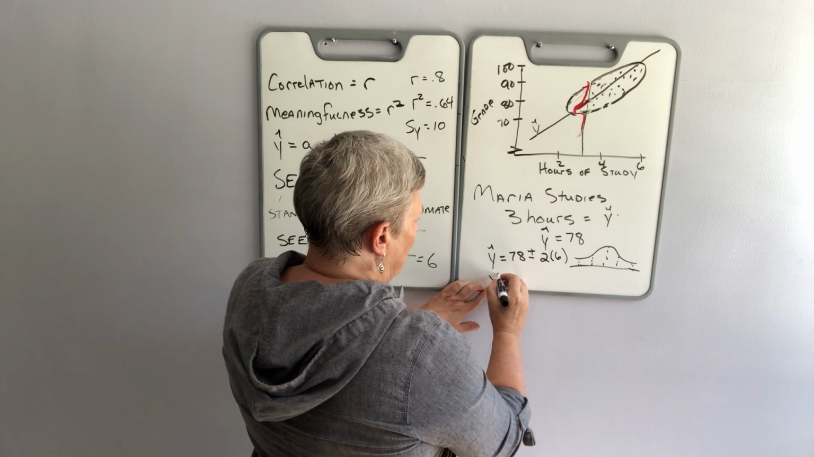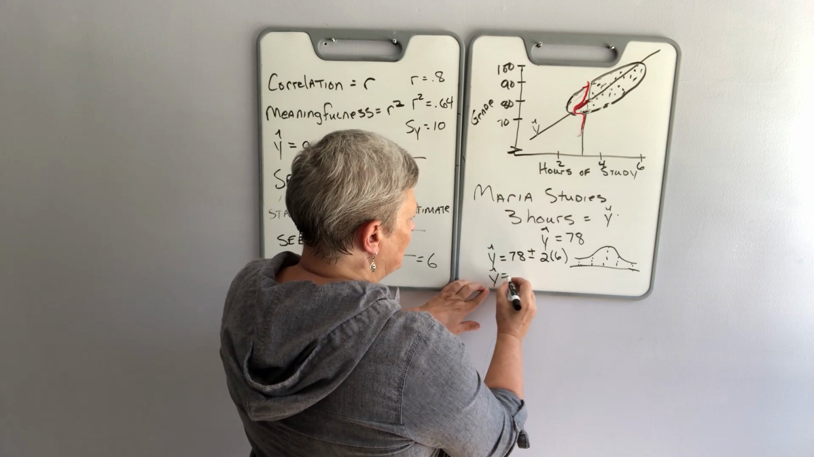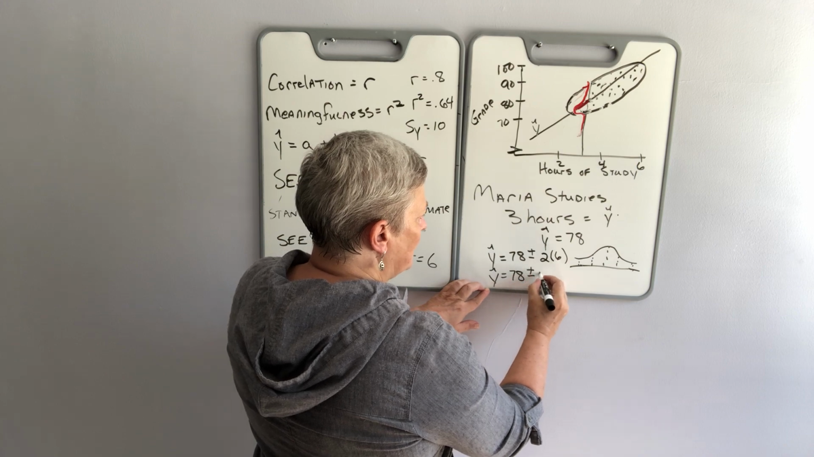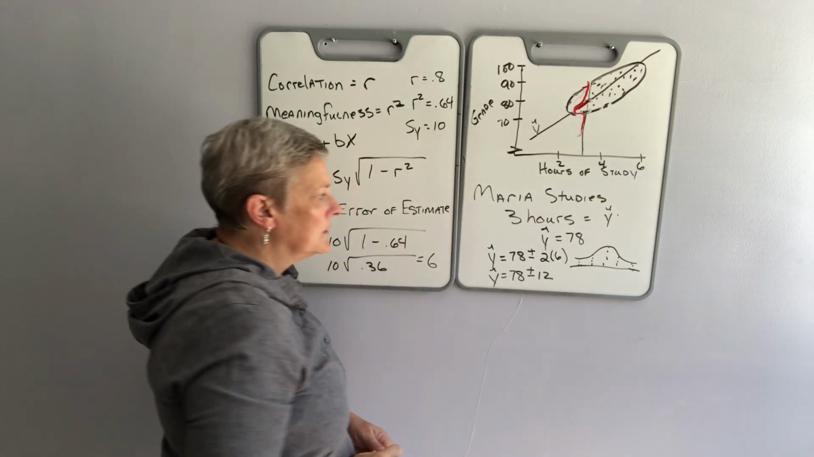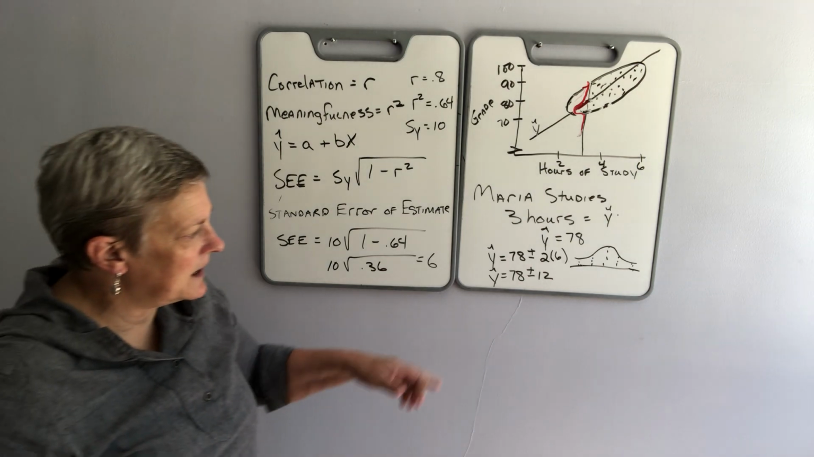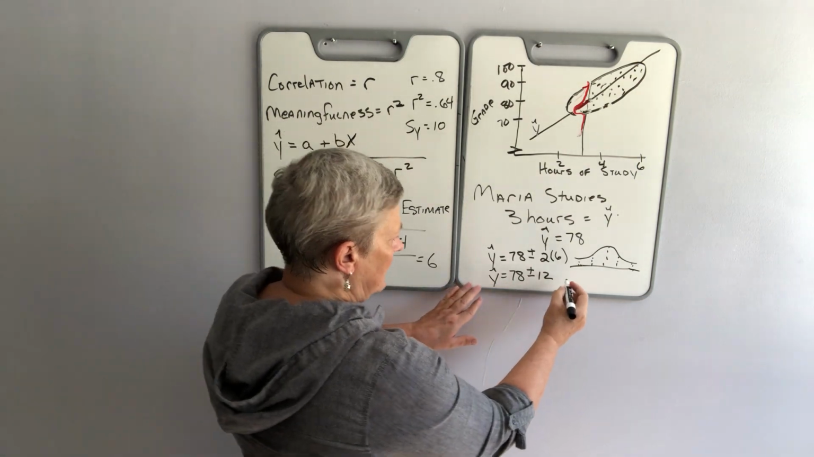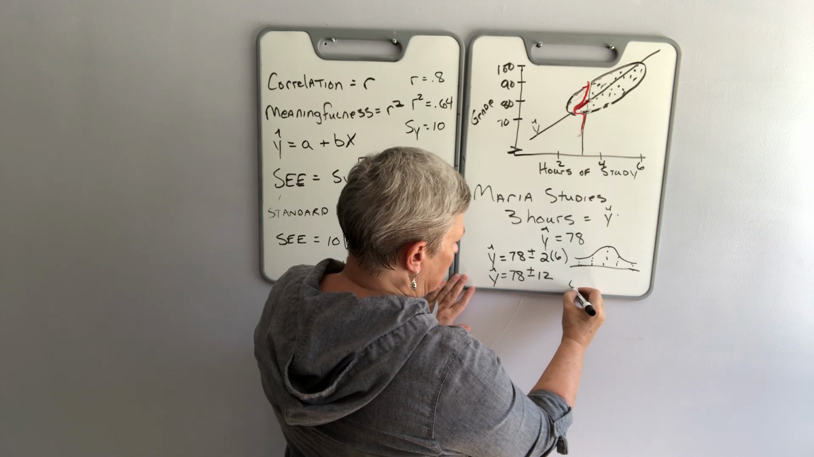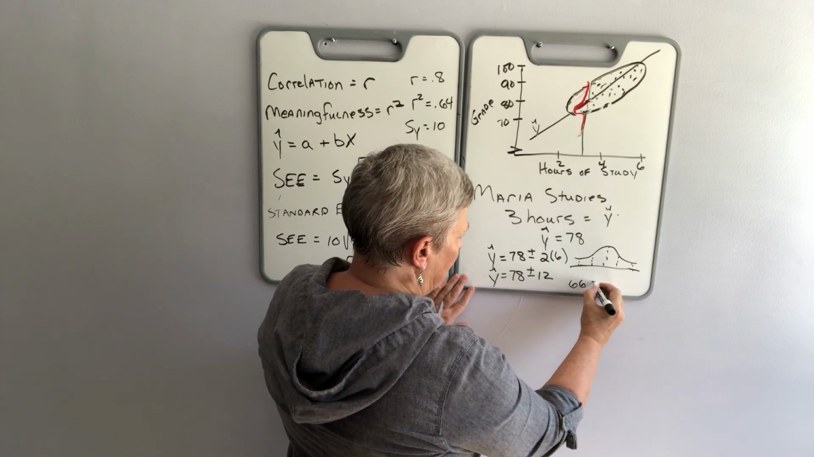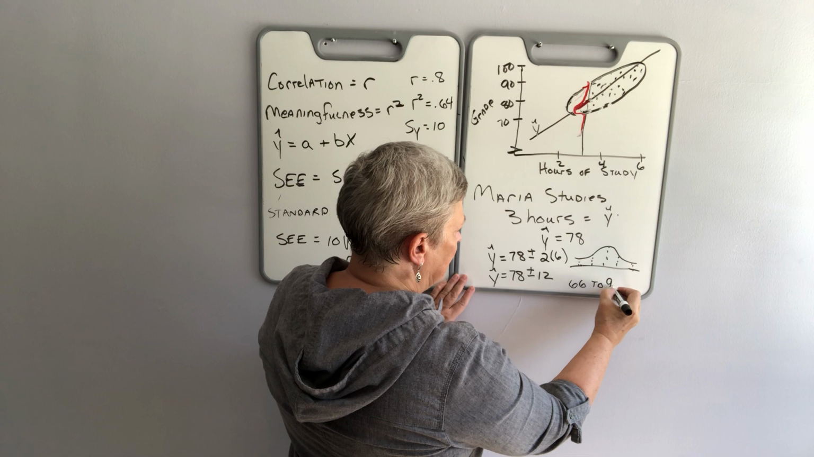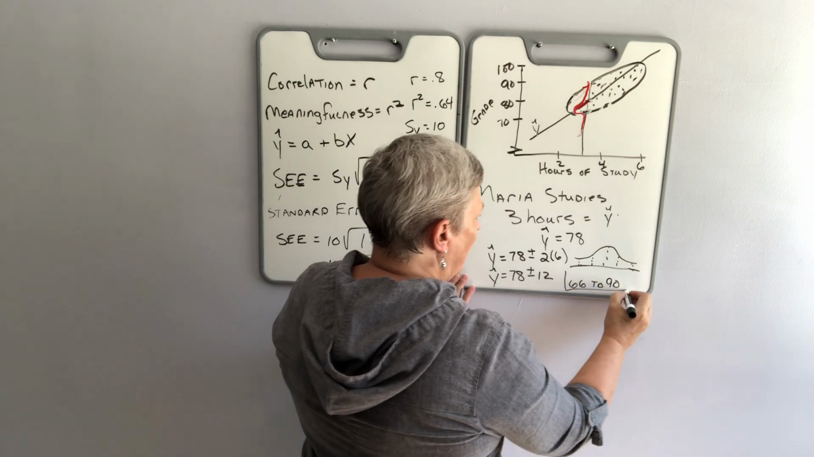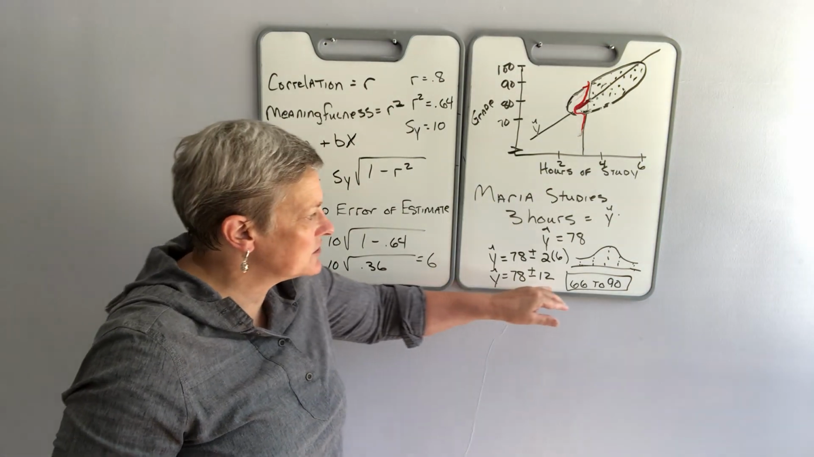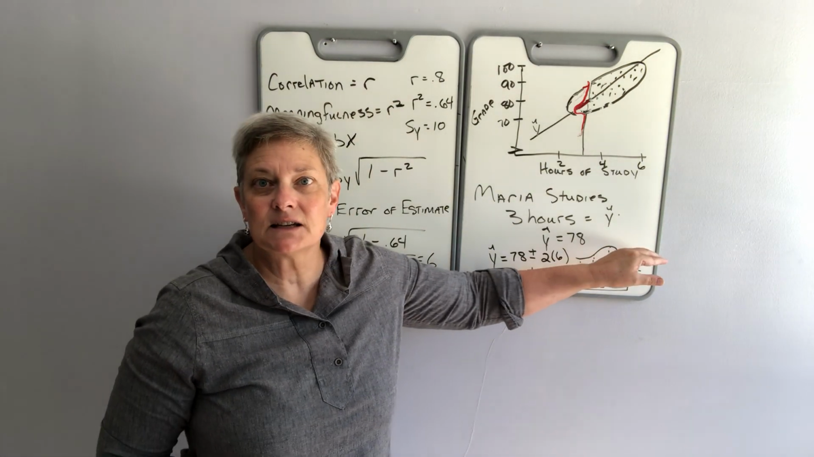So I predict Maria will have a score of 78 plus or minus 12, meaning that her grade is going to vary. If I subtract 12, I get 66. And if I add 12, I get 90. So I am 95% sure that Maria's going to score between 66 and 90.